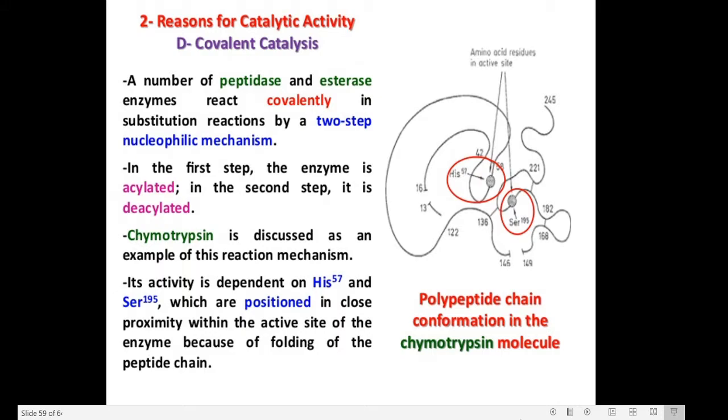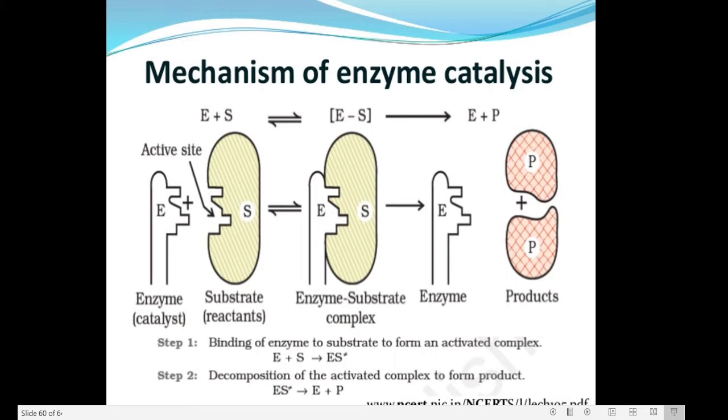It helps for the reaction mechanism of the enzymes. It's the binding of chymotrypsin at the binding site histidine 57 and serine 195. They are positioned in close proximity within the active site of the enzyme because the folding of the peptide chain happens. The mechanism of enzyme catalytic activity: a substrate is added to the enzyme, it perfectly matches with the substrate, and that forms the enzyme substrate complex. This enzyme substrate complex helps to form the product.